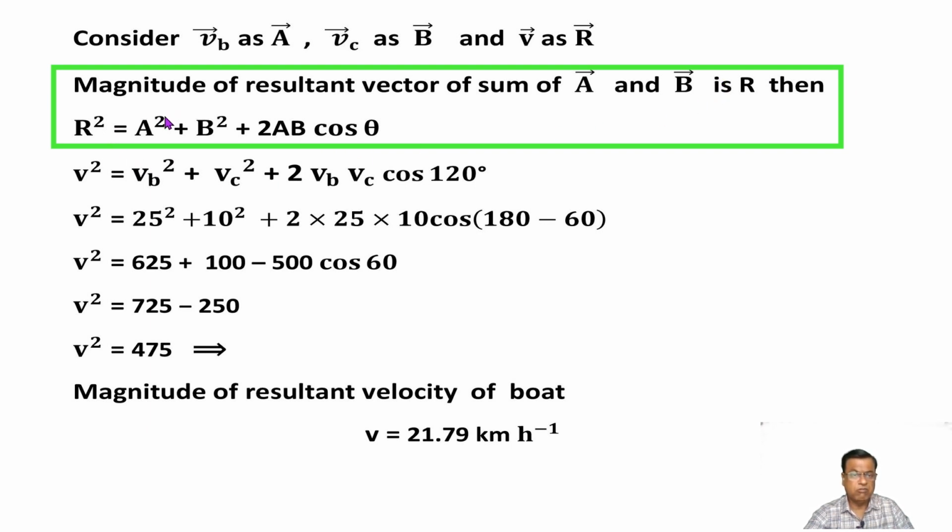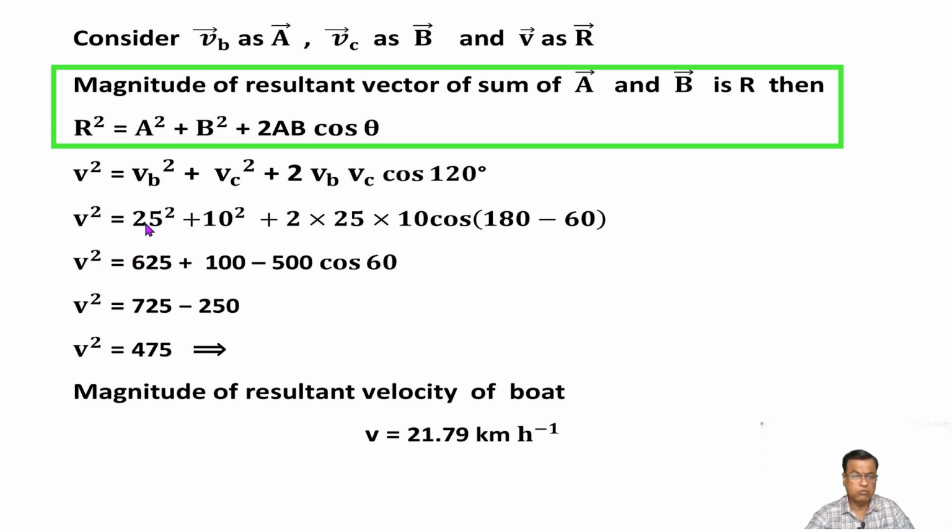So here we have considered R as V, A as VB and B as VC. Instead of R, A, B, we write V square equals VB square plus VC square plus 2 VB VC cos 120. The value of VB is given as 25, the value of VC is given as 10, and the angle between VB and VC is 120. Instead of 120 we can write cos of 180 minus 60. This is the mathematics formula: cos (180 minus theta) equals minus cos theta, so cos 60, but here it is the second quadrant, so the cos value becomes negative.